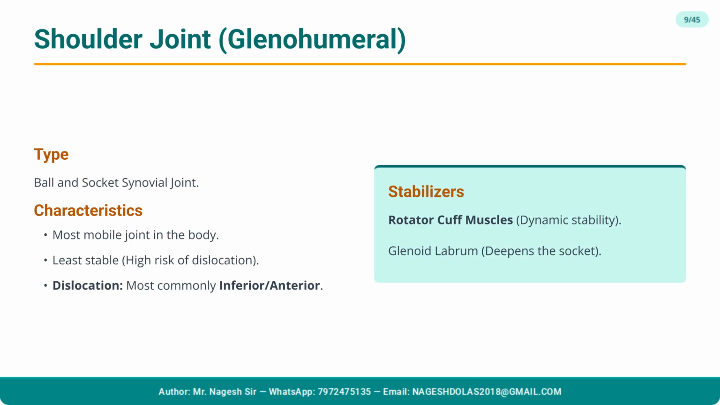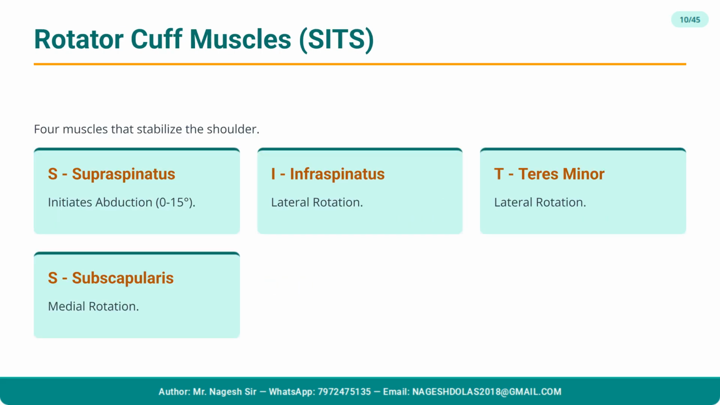The shoulder joint is a ball and socket synovial joint. It is the most mobile but least stable joint. Stabilization comes dynamically from the rotator cuff muscles and statically from the glenoid labrum. The rotator cuff muscles, or SITS muscles, stabilize the shoulder. Supraspinatus initiates abduction. Infraspinatus and teres minor perform lateral rotation, and subscapularis performs medial rotation.